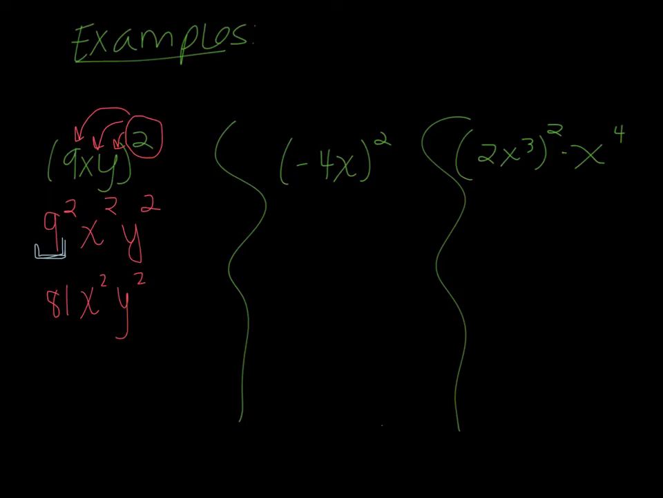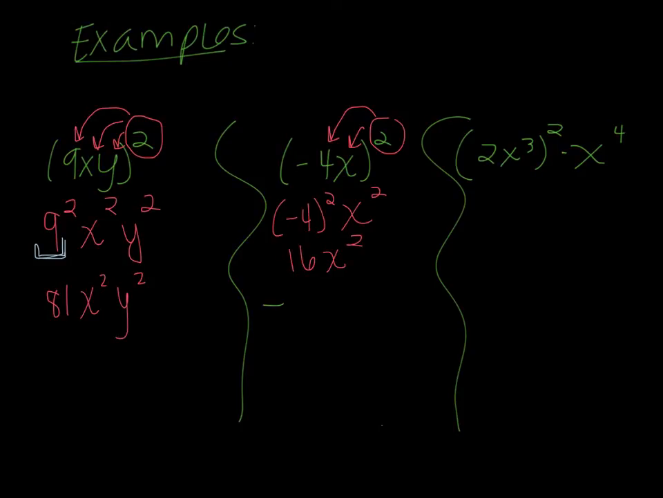Alrighty, the next one, I want to distribute again, but not distribute, the 2, the squared, to -4 and to x, giving me -4 squared, x squared. -4 squared is -4 times -4, which is positive 16 x squared.